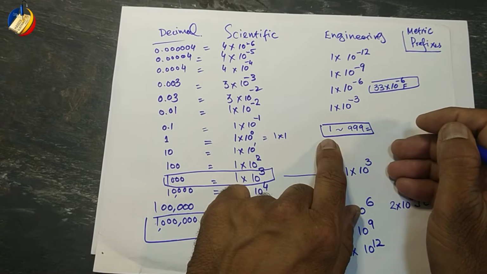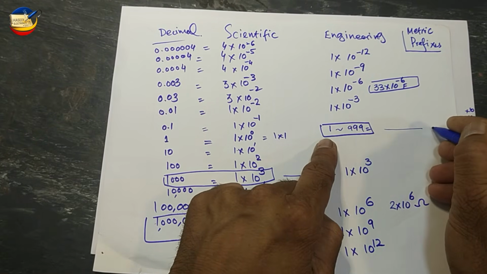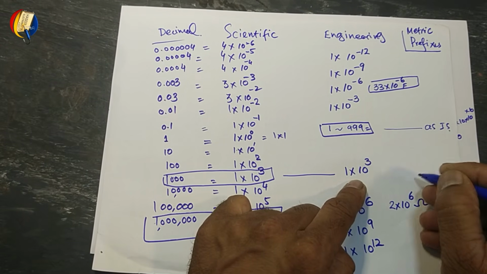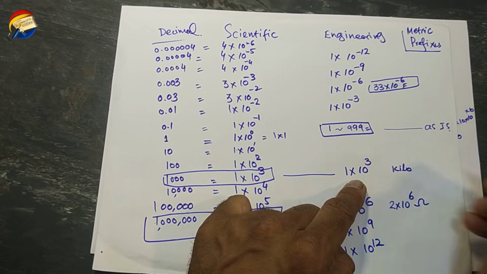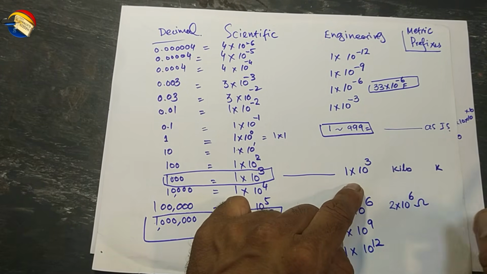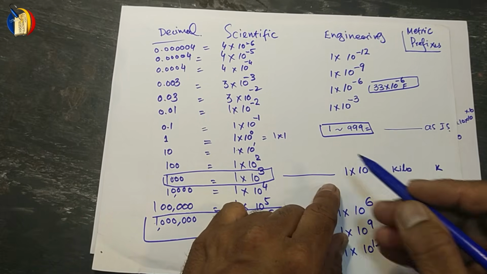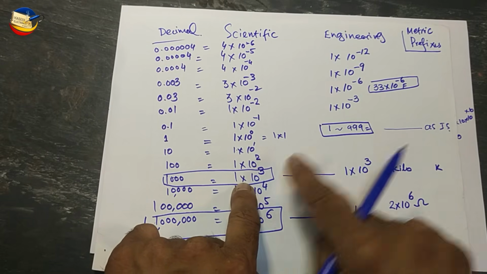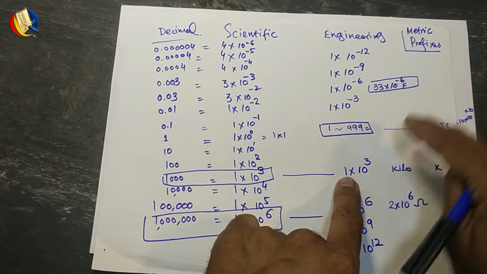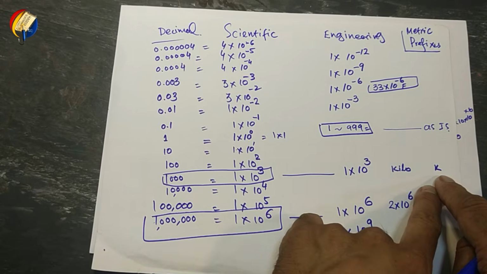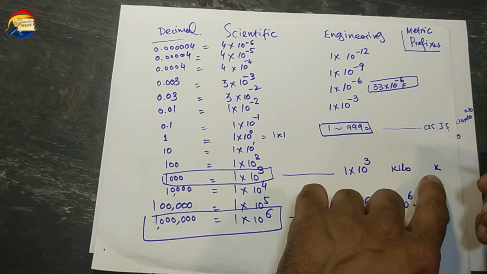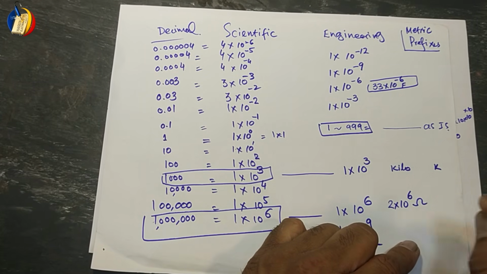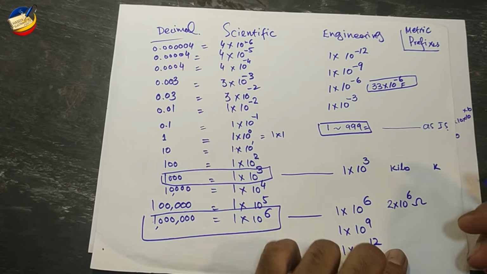This number, that is the normal number, will be expressed as is. Then we have 10 raised to the power 3. It is called kilo, K. If you want to express 1000 ohm, in scientific notation it is the same, in engineering notation it is the same, but in metric prefixes it is K. Prefix kilo means 1000. So anytime we see K, kilo, that means 1000.